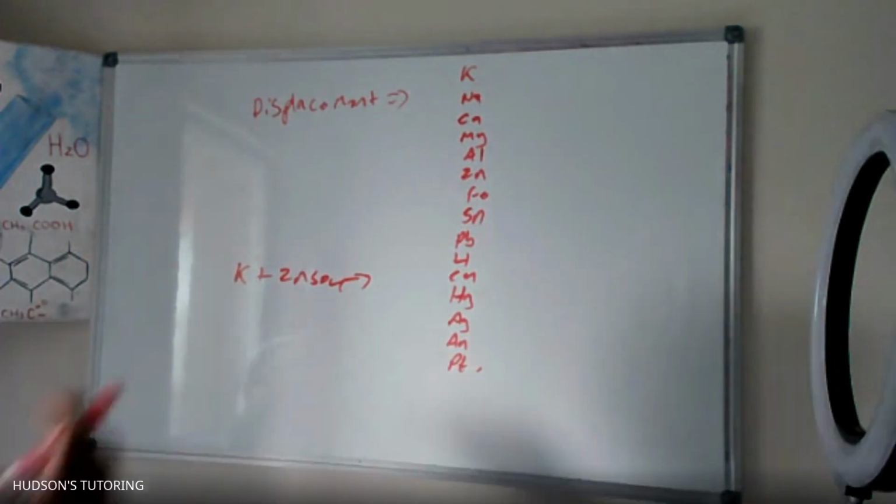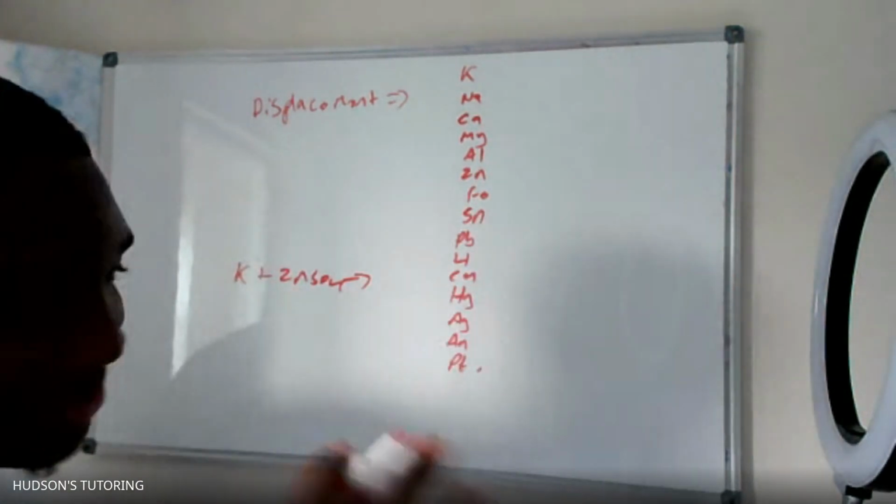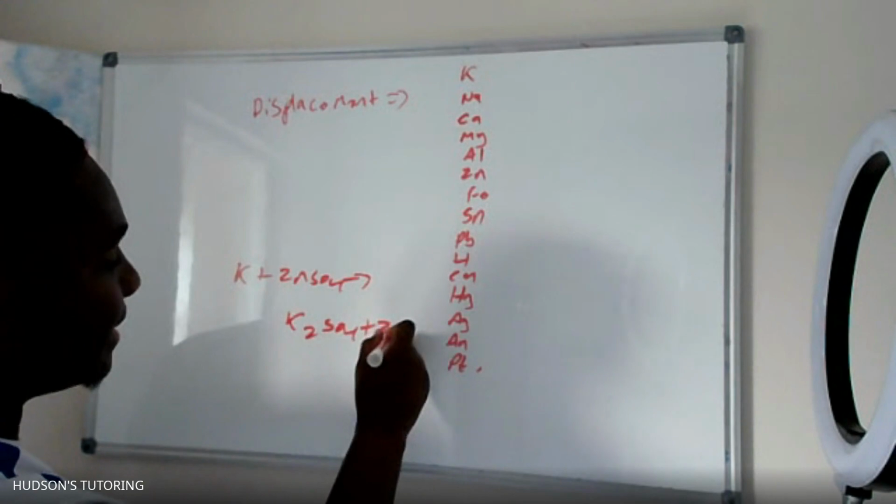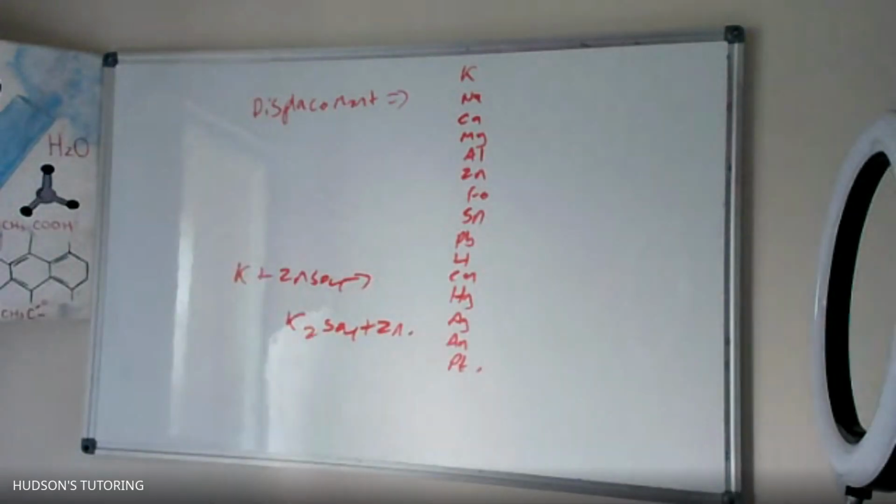Good, right? So that's gonna give us potassium sulfate, that is K2SO4, plus zinc. Everybody understand what's going on there regarding displacement reactions?